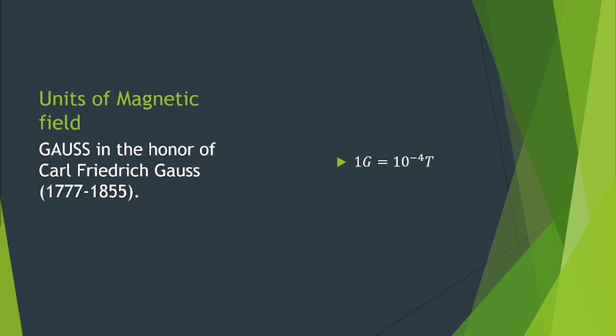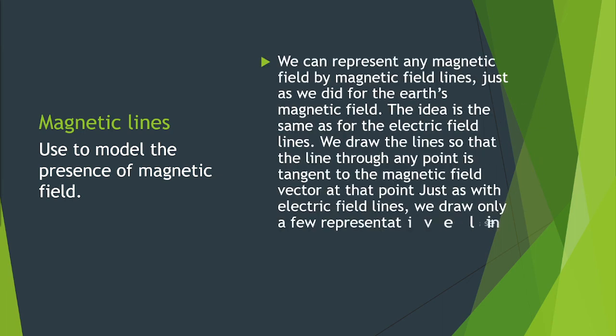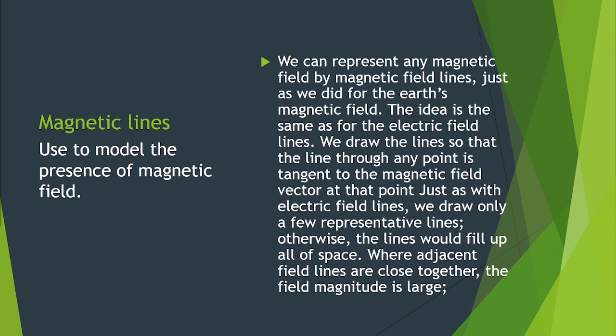We can visualize the presence of a magnetic field by drawing magnetic field lines. We can represent any magnetic field by magnetic field lines, just as we did for the Earth's magnetic field. The idea is the same as for the electric field lines. We draw the line so that the line through any point is tangent to the magnetic field vector at that point. Just as with electric field lines, we draw only a few representative lines, otherwise, the lines would fill up all of space. Where adjacent field lines are close together, the field magnitude is large.